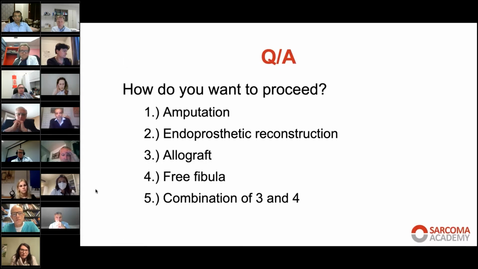And so at this time, we were confronted with the issue of the best surgical option for local control. And these were the various options that were discussed or at least considered at this time.